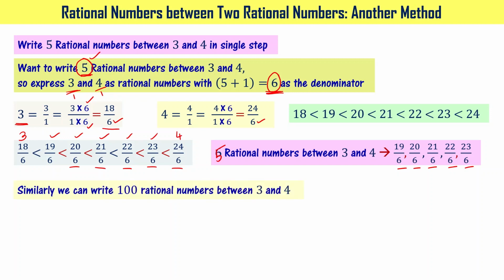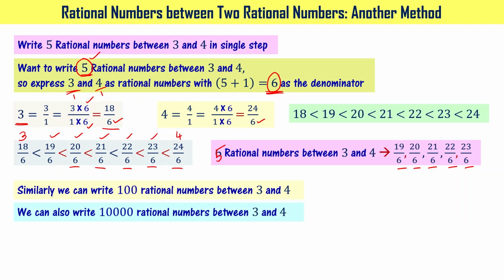Similarly, we can write 100 rational numbers between 3 and 4, right? For all that, what you have to do is express 3 and 4 as rational numbers with the denominator 101, right? We can also write 10,000 rational numbers between 3 and 4, right? For that, we have to express 3 and 4 as rational numbers with denominator equal to 10,001, right? When you do that, you will get 10,000 rational numbers between 3 and 4.